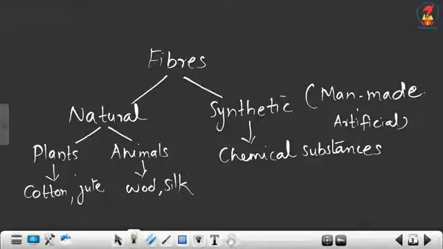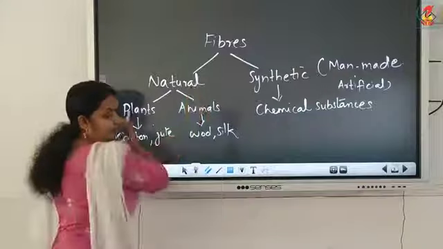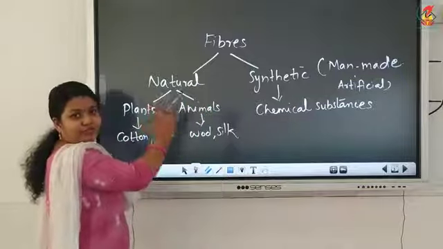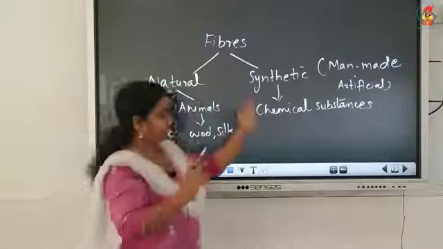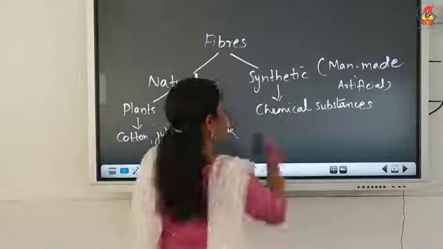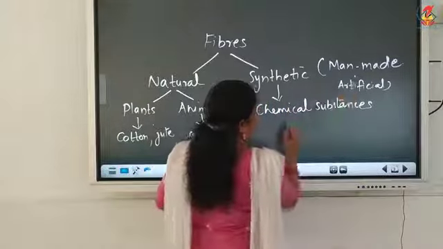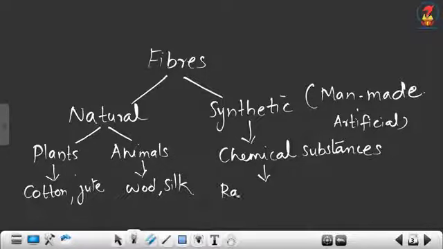These two categories you have learned in smaller classes. In 6th standard you learned about cotton and jute. In 7th standard you learned about wool and silk. So this part is over. Natural fibers, that discussion is over. Now this year you will learn about synthetic fibers, man-made fibers or artificial fibers which are obtained from chemical substances.